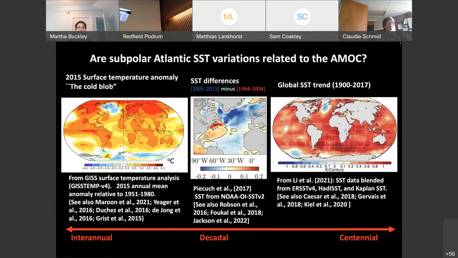Okay. What I want to ask is whether subpolar Atlantic SST variations are related to the AMOC. There's a really fascinating range of subpolar SST variations, from the interannual bits, this cold blob, to the centennial trend, which Lei Fong talked about. But I just want to talk a little bit about these decadal SST variations.